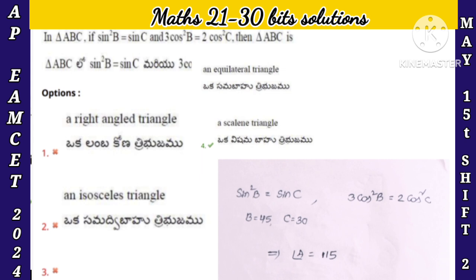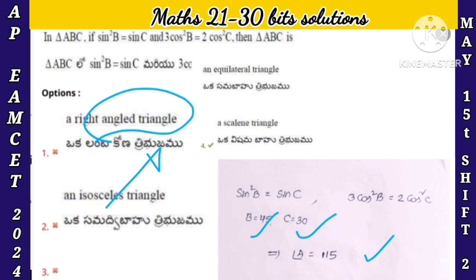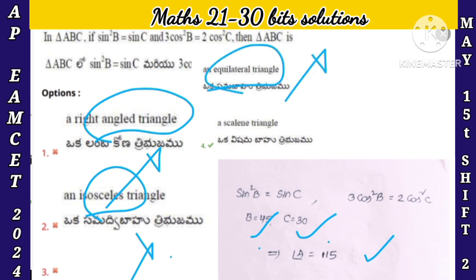Now check the options. First option, right angle triangle. No, here no angle is equal to 90 degrees, so it is not a right angle triangle. Isosceles. Here no two angles are equal, so this is not isosceles. Equilateral. No, all angles are not equal, so this is not equilateral. Scalene triangle. All angles are different. Yes, this is right. All angles are different, so this is the scalene triangle. Very, very easy question. Simply take the angles which satisfy the given equation, and then you can directly tell the answer.